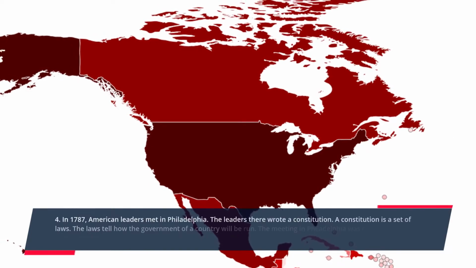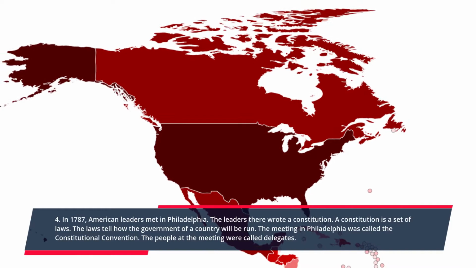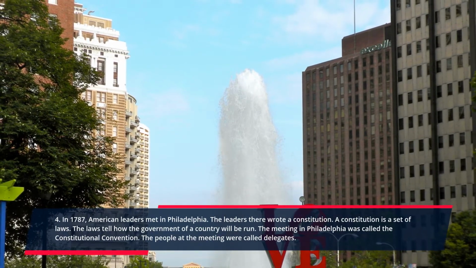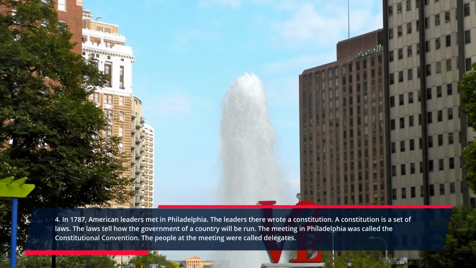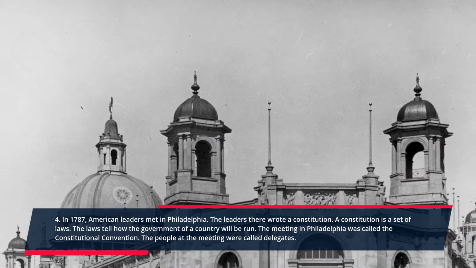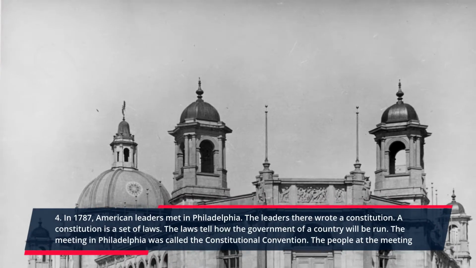4. In 1787, American leaders met in Philadelphia. The leaders there wrote the Constitution. A constitution is a set of laws. The laws tell how the government of a country will be run. The meeting in Philadelphia was called the Constitutional Convention. The people at the meeting were called delegates.